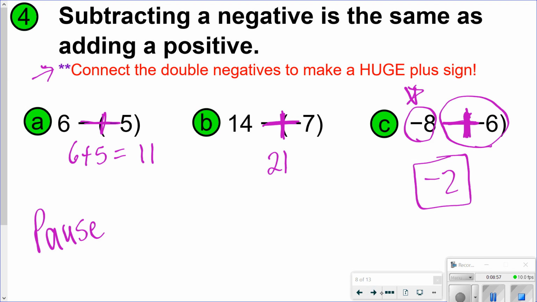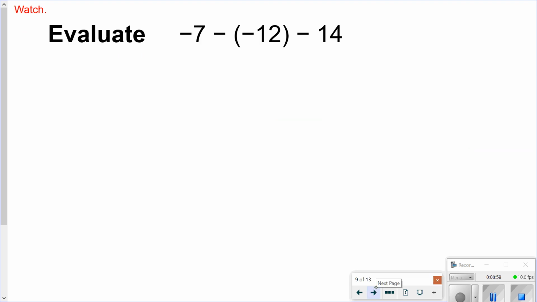Okay, again, I want you to watch on this one. We have lots going on here. I'm going to circle the integer with the sign to the left. There's a -7. But we've got that double negative, a negative right next to the subtraction sign right next to the negative. Make a big plus sign. And then over here, that's a +12 now.